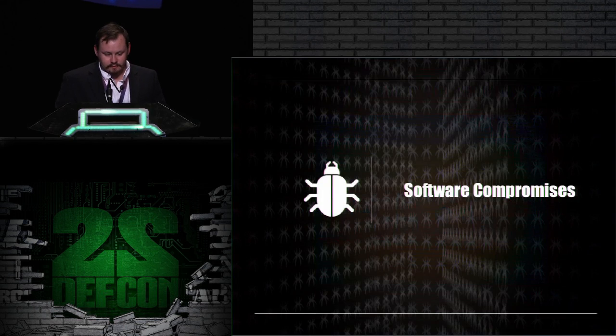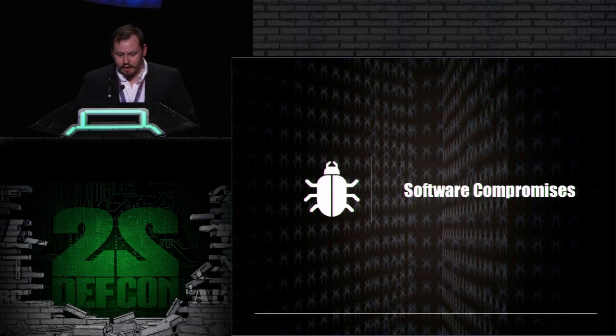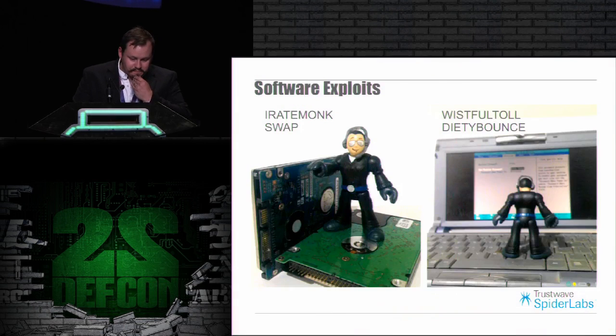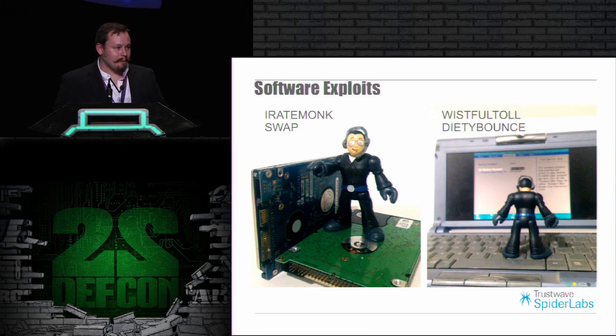All right, let's move on to some software compromises. So software exploits basically attack firmware or BIOS. They aren't an embedded device, so you can't just open up your motherboard or your case and start looking inside for something that's creating the persistent compromise. Let me explain what they are. SWAP and irate monk are basically master boot record or hard drive firmware attacks.